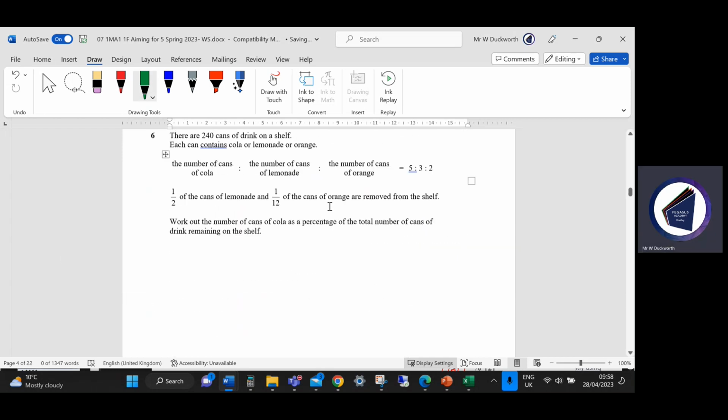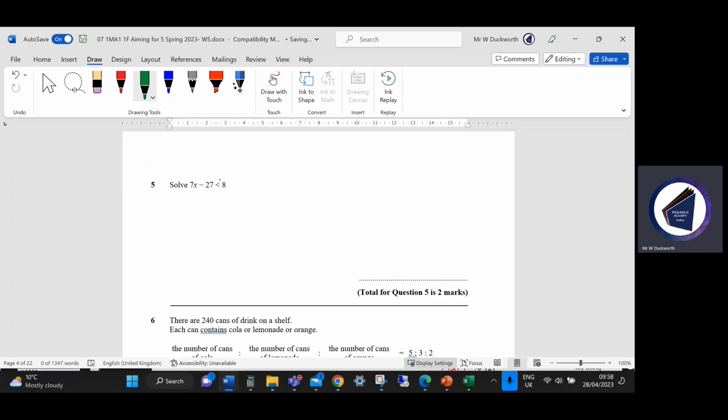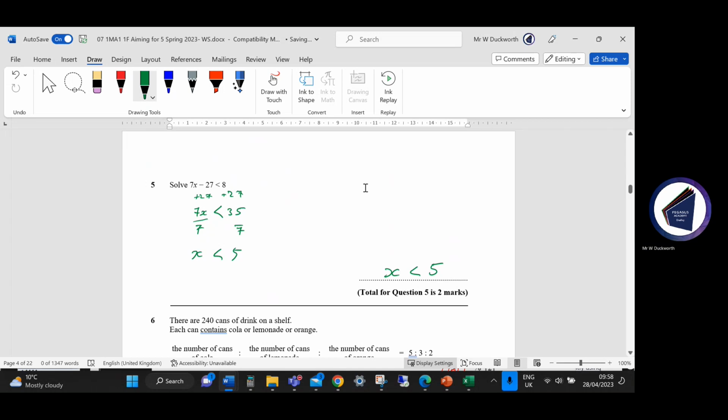Question 5. Solve. We could treat this as an equals, or we can just treat it as our inequality. I'm going to add 27 to both sides. So 7x is going to be less than 8 plus 27, which is 35. Divide both sides by 7, and that gives us x has to be less than 5. So I write that as my inequality: x is less than 5.